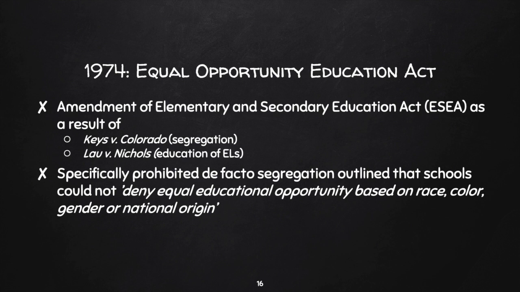with de facto, it really gives that question of perhaps it was intentional, but even if it wasn't intentional, it's still happening. And so it still held schools liable and gave them some responsibility and said whether it was intentional or unintentional, you still cannot do it. And so that's what the Equal Educational Opportunity Act did.